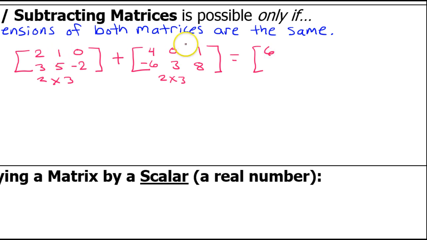I will add the 1 and the 0. I will add the 0 and the 1. I will add the 3 and the negative 6. I will add the 5 and the 3. And I will add the negative 2 and the 8. And this would be the sum of these two matrices. Notice you add a 2x3 matrix with a 2x3 matrix, you get a 2x3 matrix.